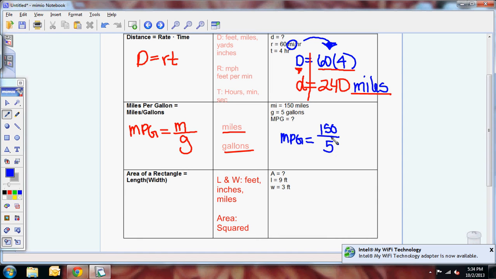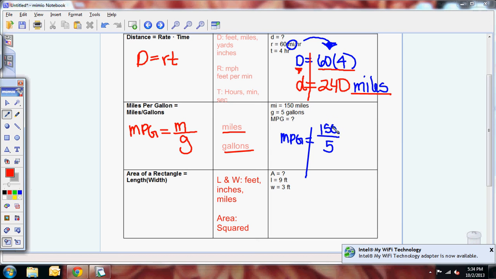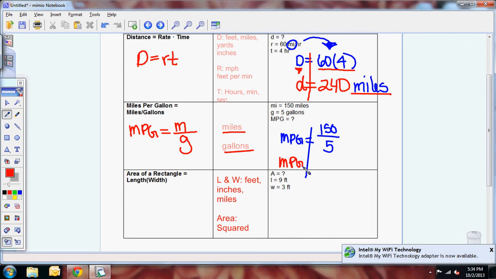And I always think of gas when I'm thinking of this. How many miles per gallon can my car go if I have 5 gallons of gas? So I'm going to divide. MPG is already by itself on one side, so I can just simplify by doing 150 divided by 5, and that's going to give us 30.